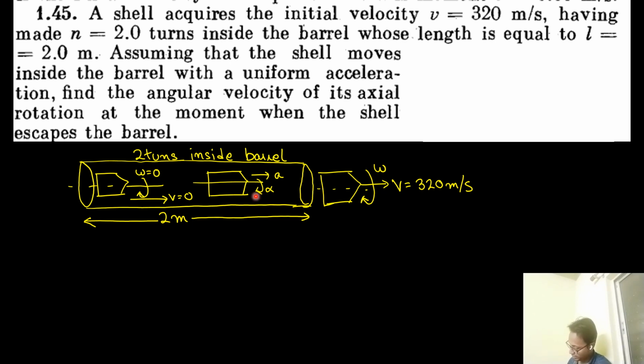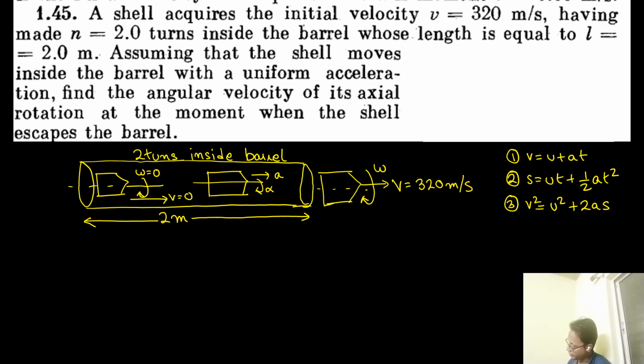Out here constant acceleration is given. So what formulas do you use whenever there is constant acceleration? There are 3 formulas. First formula is v is equal to u plus at. Second formula is s is equal to ut plus half at square. And the third formula is v square is equal to u square plus 2as.